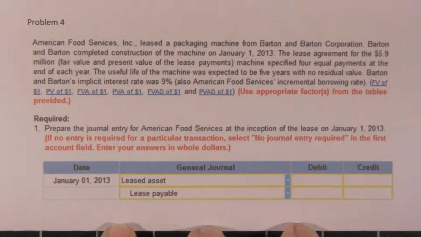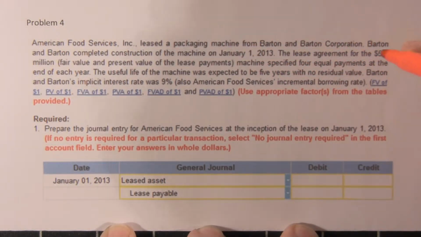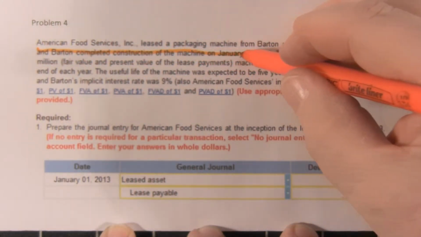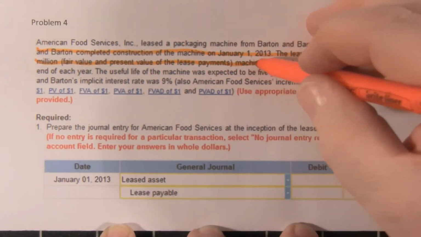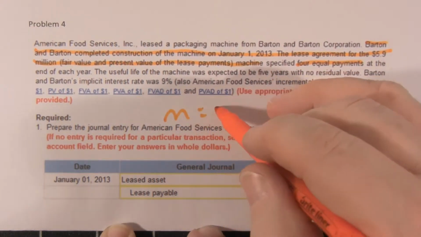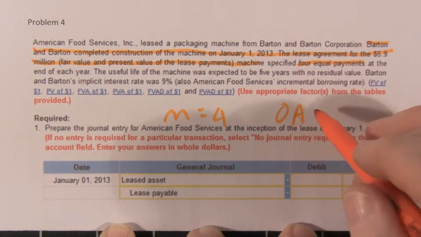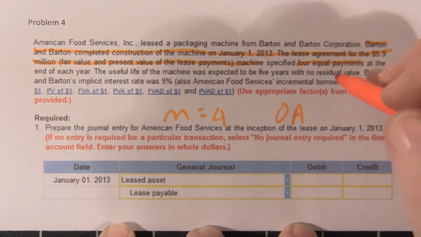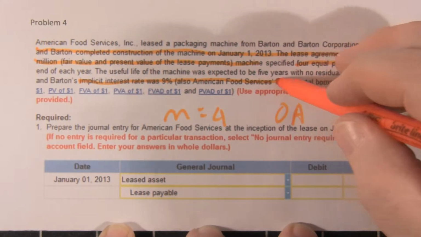Okay, let's take a look at this. This company leased a packaging machine from the manufacturer, Barton & Barton, who completed construction. The lease agreement is for 5.9 mil, that's fair and present value. 4 equal payments, so N equals 4, at the end, so it's an ordinary annuity. The useful life is expected to be 5 years, so it's capitalizable. No residual value. Implicit rate for both parties, 9%.